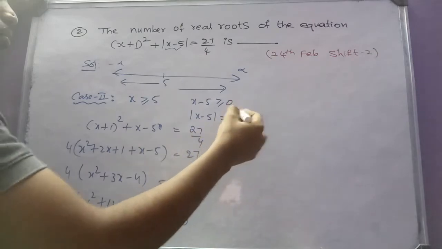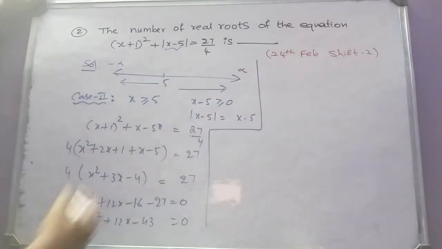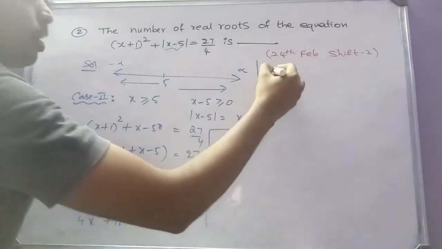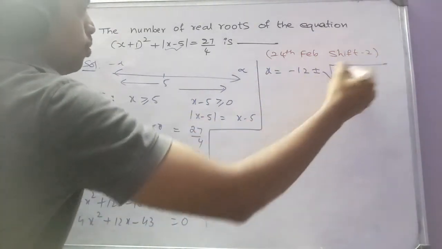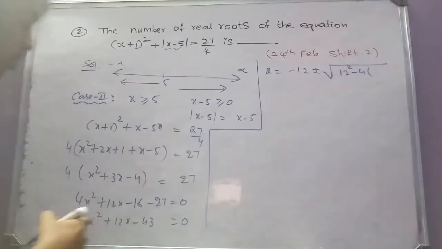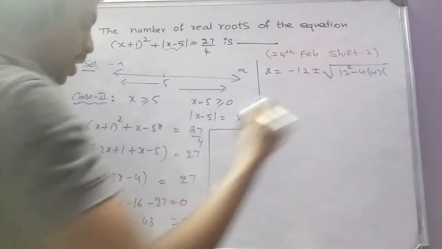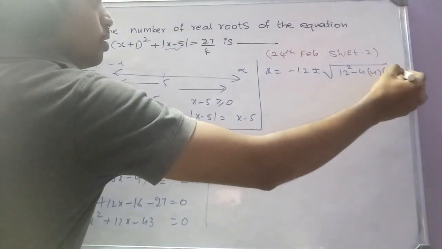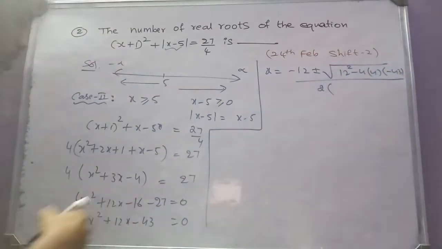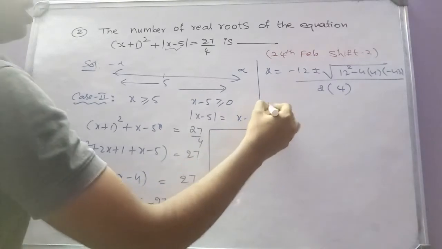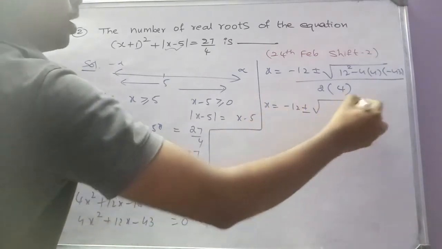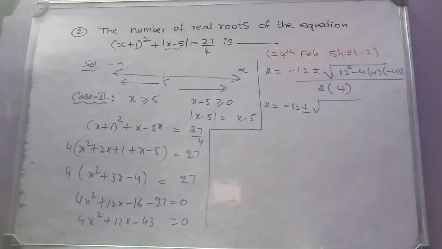So if you continue by using the quadratic formula, x is equal to minus b plus or minus root over b square minus 4ac, whole divided by 2a. So what is it? x is equal to minus 12 plus or minus under root. If you calculate the value inside the square root, what do you get? How much do you get?